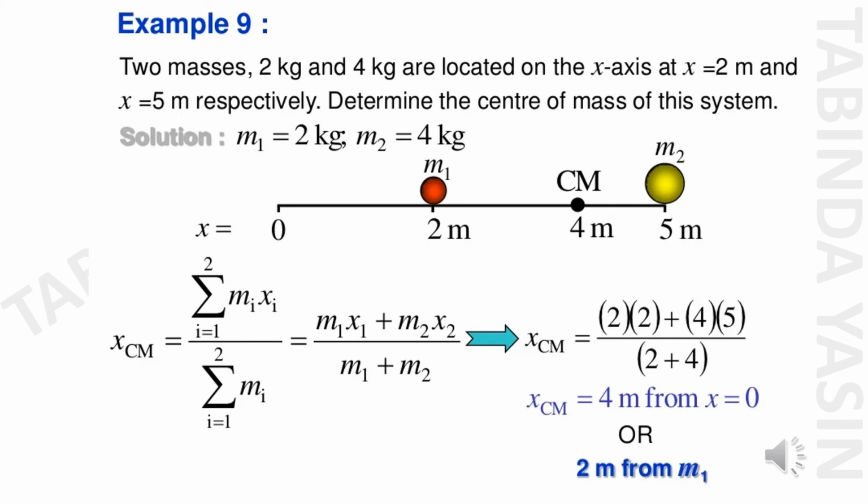By the equation of center of mass, we find the point of center of mass, at how much distance it lies. So xcm is equal to summation i is equal to 1 to 2 of mi xi over summation i is equal to 1 to 2 of mi, that is equal to m1 x1 plus m2 x2 over m1 plus m2. That gives xcm is equal to 2 into 2 plus 4 into 5 over 2 plus 4, that gives x is equal to 4 meter from x is equal to 0, or 2 meter from the mass m1 and 1 meter from the mass m2.